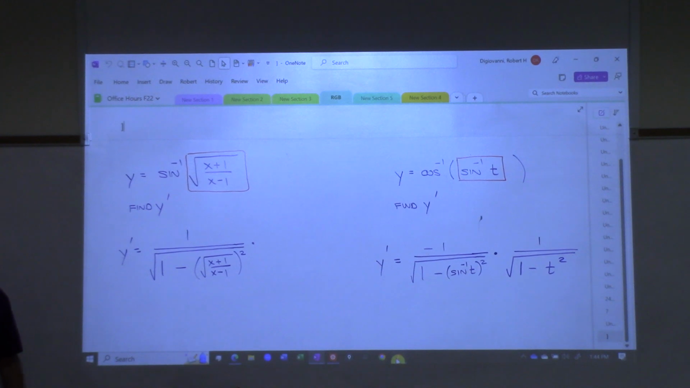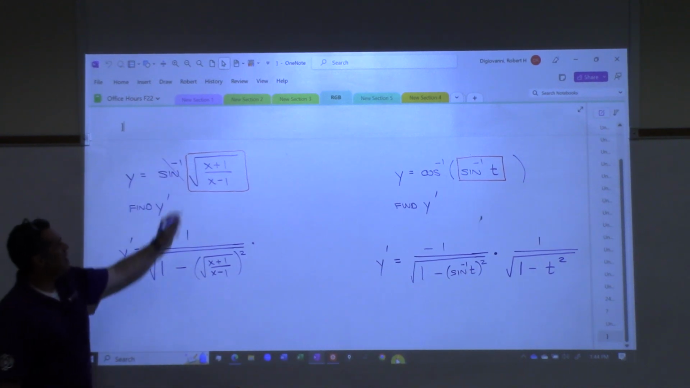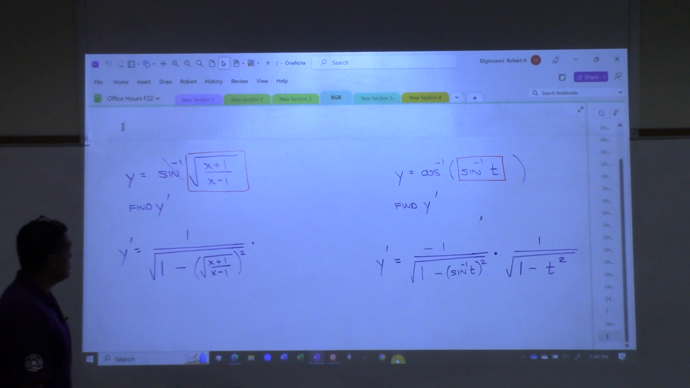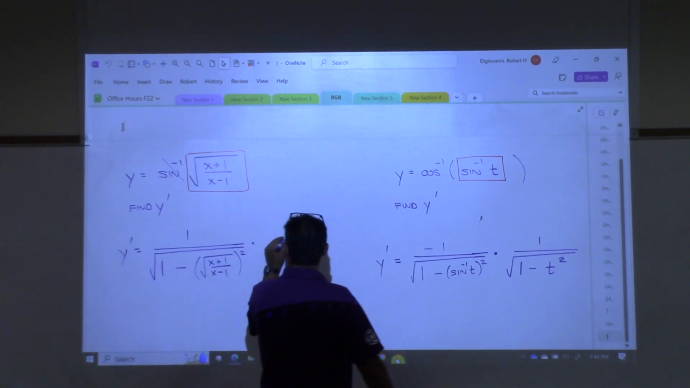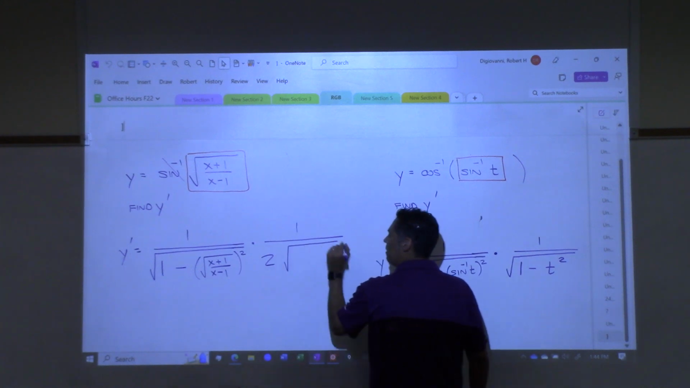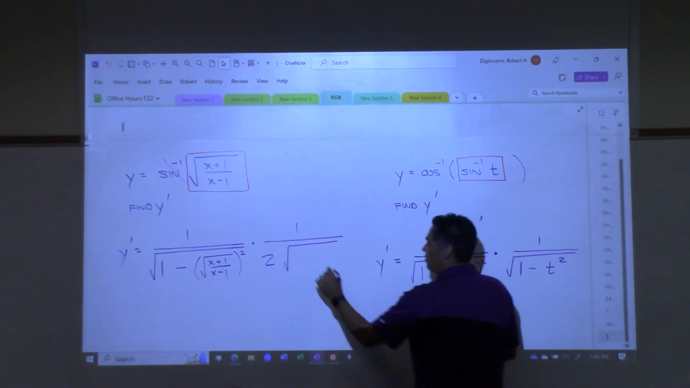Y'all good with that? Done with the sine inverse. Now I have to go look at the box. The box has a square root in it, right? So I have to take the derivative of the square root of something. How do I take the derivative of the square root of something? 1 over 2 square roots of the something, right? x plus 1 over x minus 1.